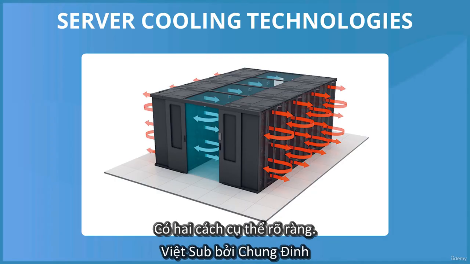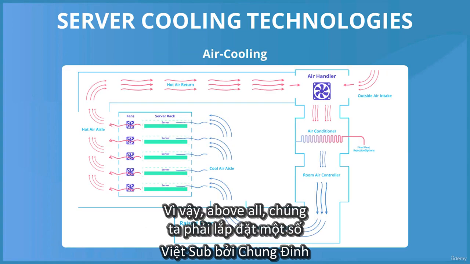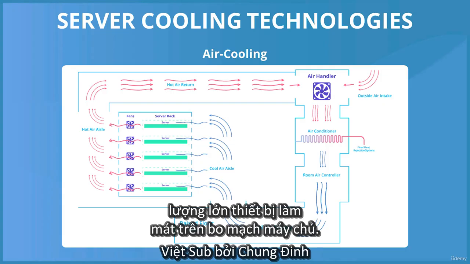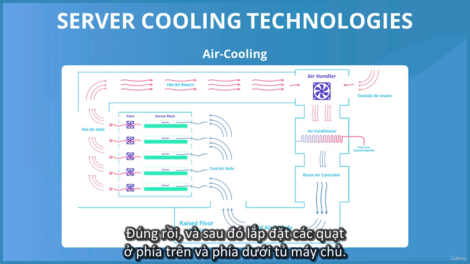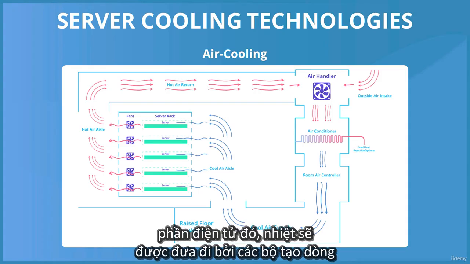There are two distinctly specific ways. The first is the fan. So above all, we have to install a large number of cooling devices on the server motherboard, yeah? And then install the fans above and below the server cabinet. When the cooling device dissipates the amount of heat on those electronic components, the heat is going to be taken away by the airflow generated from the fan, thereby achieving a certain amount of cooling.